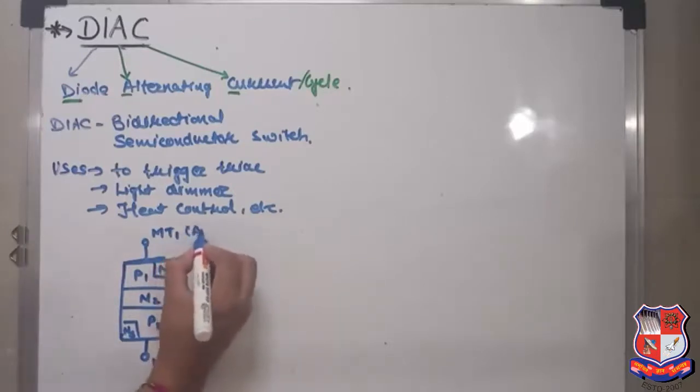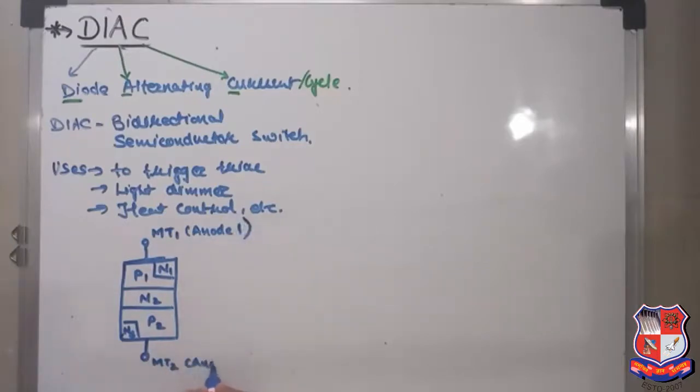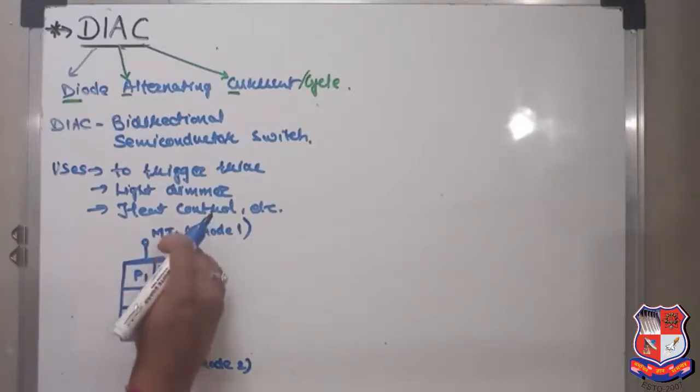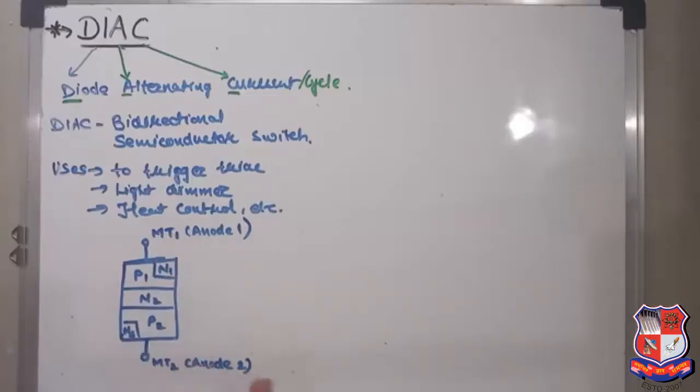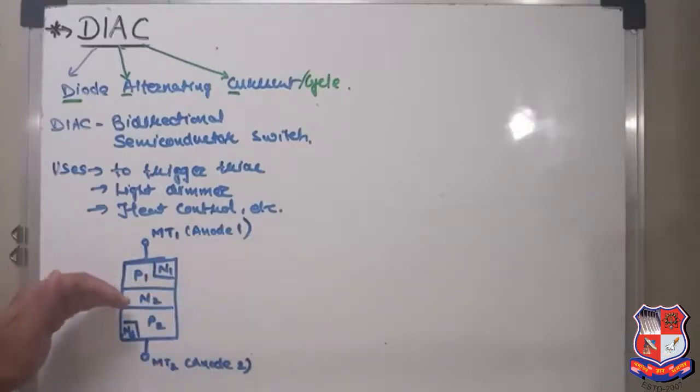You can also say anode 1 and anode 2, instead of writing anode and cathode, as it is a bidirectional device, means it allows the flow of current in both directions. So instead of labeling the terminals anode and cathode, both terminals are labeled as main terminals: main terminal 1 and main terminal 2, or you can label them anode 1 and anode 2. It has 5 layers: P1 layer, N2 layer, P2 layer, and N1 and N3.